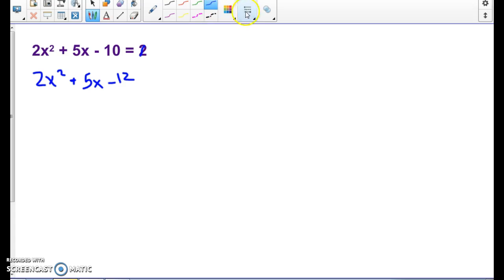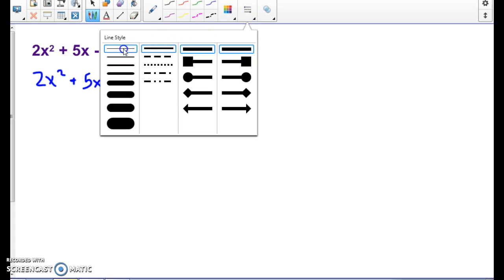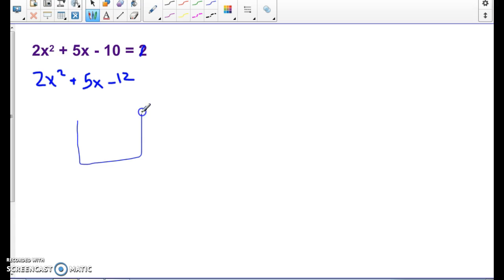When making my area model, I think when I make a thinner line it's easier to draw. When I make my area model, I need to remember this is 2x squared. So it's going to be a little different than x and x. And this is going to be negative 12.